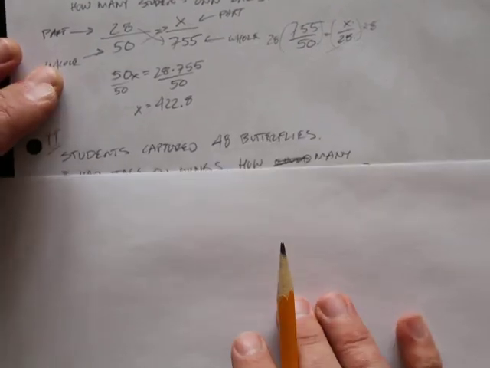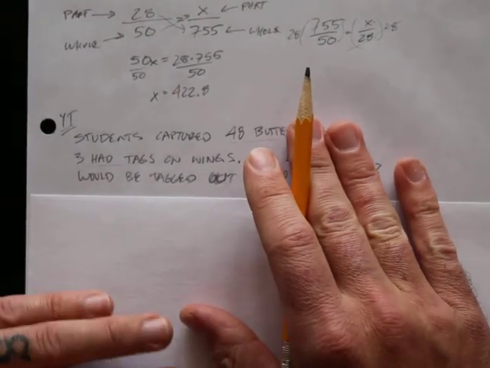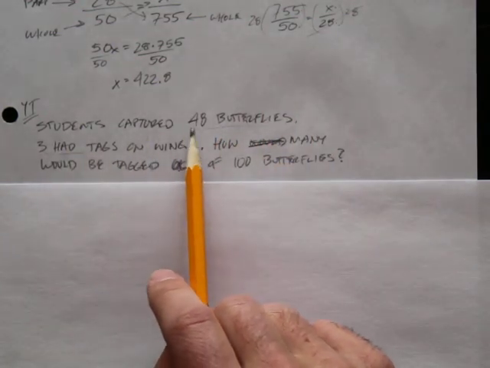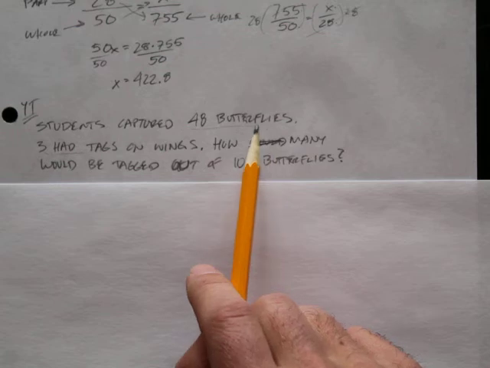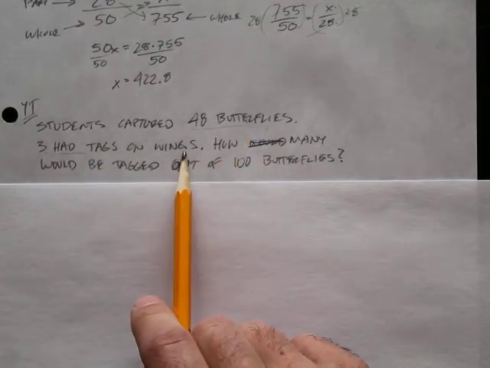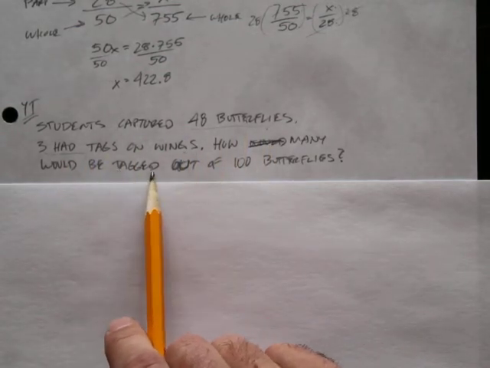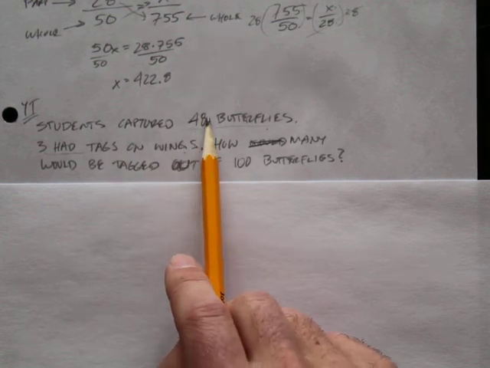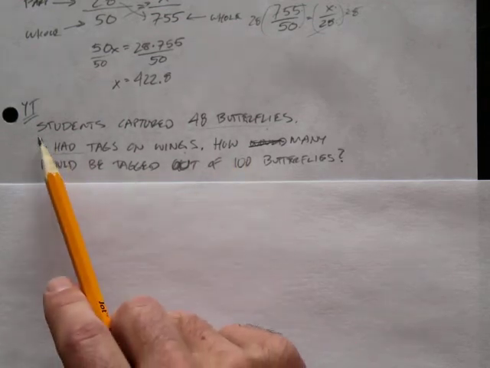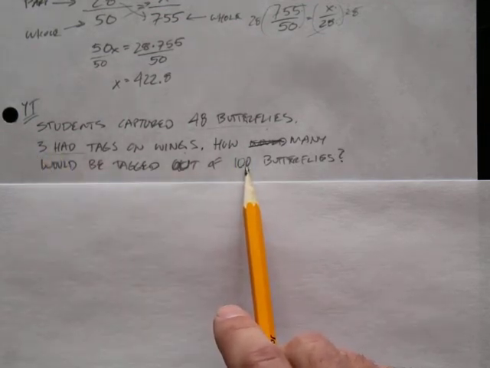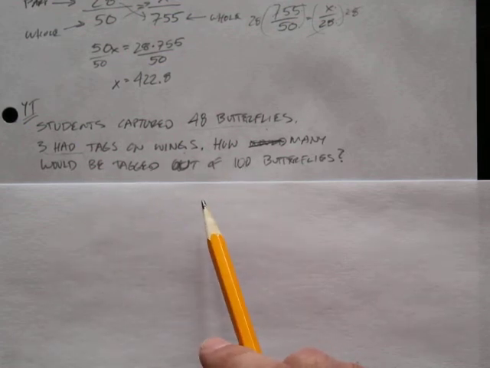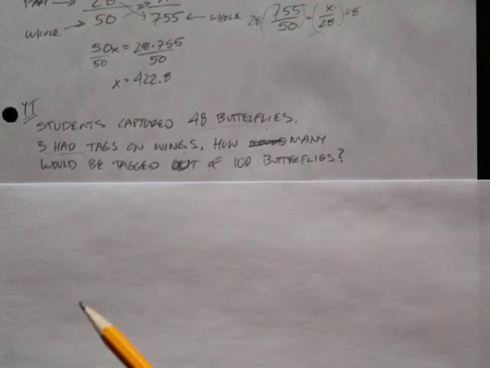All right, let's do a U-try here. So this next U-try is: students captured 48 butterflies. 3 had tags on the wings. How many would be tagged out of 100 butterflies? So here's the whole, here's the piece, and I want to find the piece for this whole. So see if you can set up this ratio, cross products, solve for x. All right, pause and go.